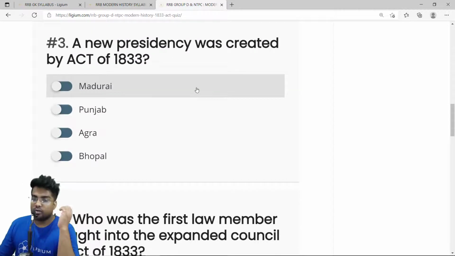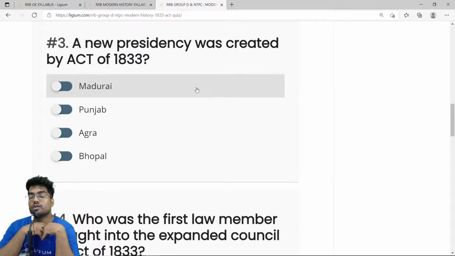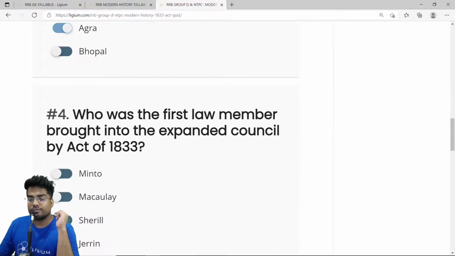A new presidency was created by the Act of 1833. It was the presidency of Agra. So this new presidency was created by the Act of 1833, and the correct answer is Agra.